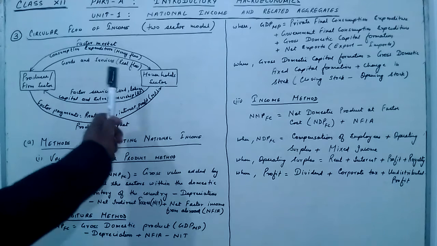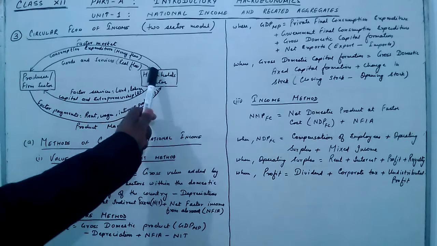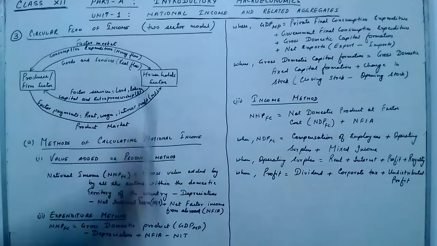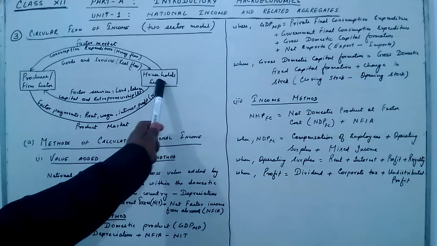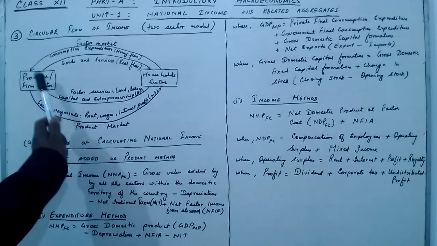In this type of two-sector model, goods and services move from the producer to the household. This is called the real flow. Goods and services are consumed by the household, but they are produced by the companies or the producers.